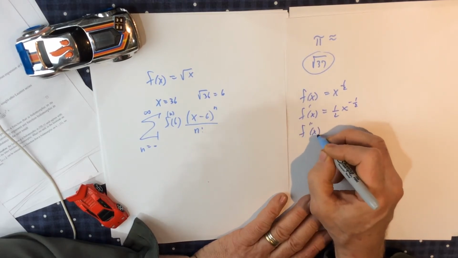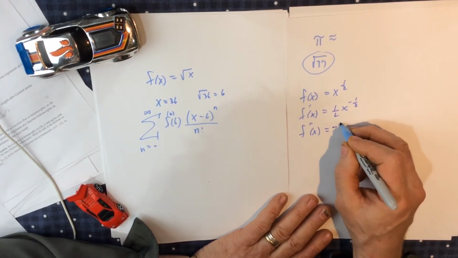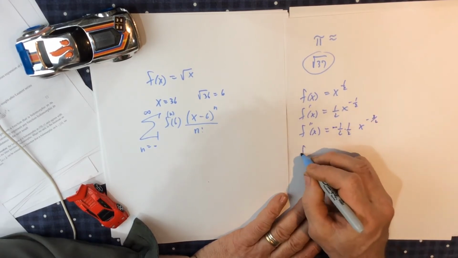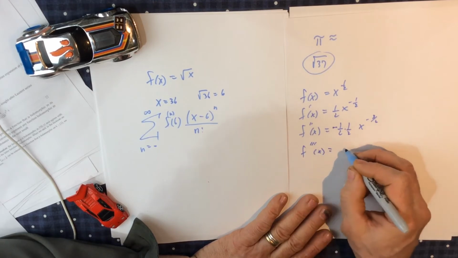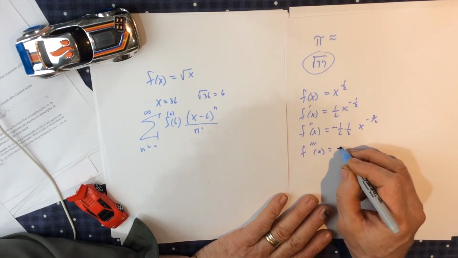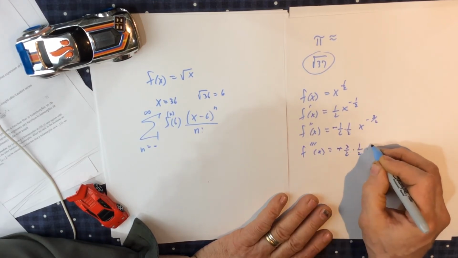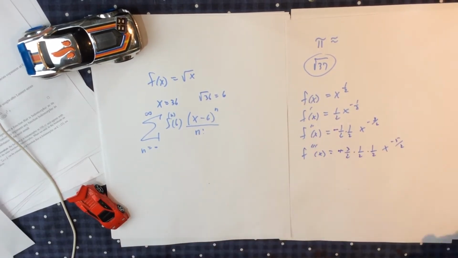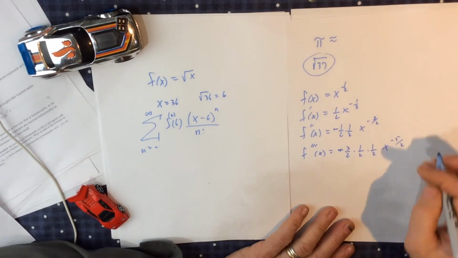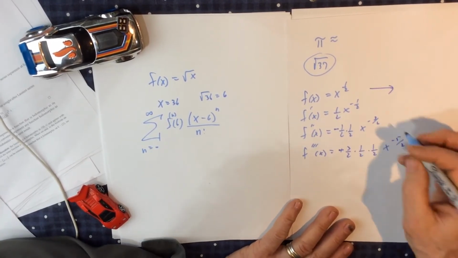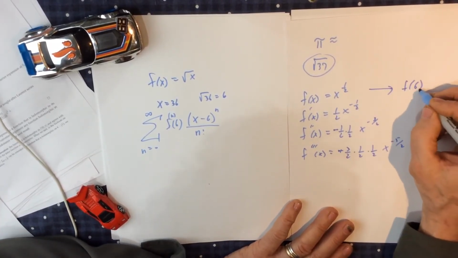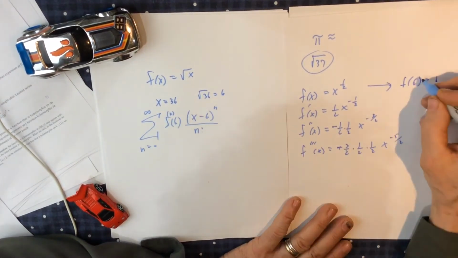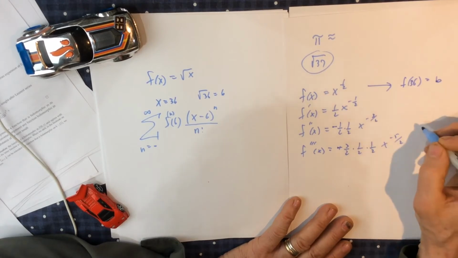F double prime of x equals minus 1/2 x to the minus 3/2. F triple prime of x equals plus 3/2 times 1/2 x to the minus 5/2. I think I'm going to stop there. Now I'm going to evaluate each of these at 36. Well, f of 36 is the square root of 36, which is 6.